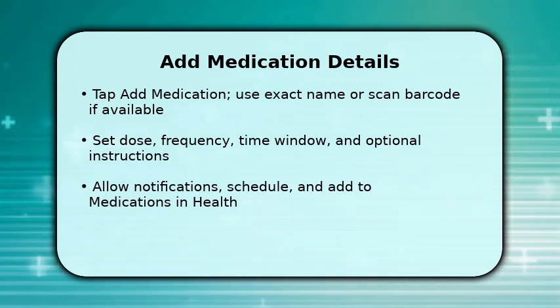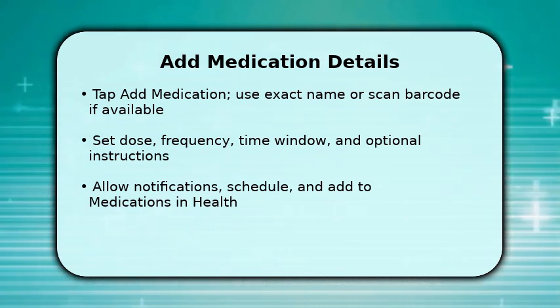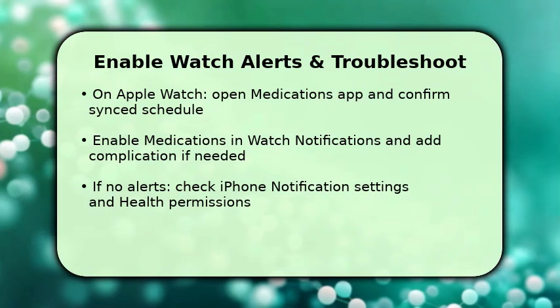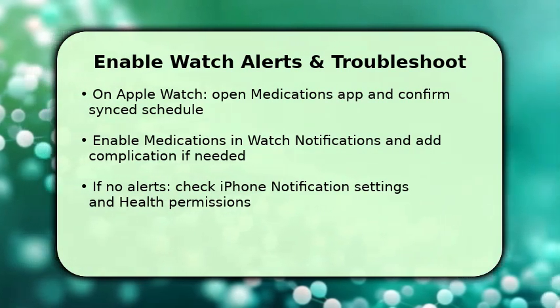Make sure notifications for medications are enabled in health settings so alerts push to your watch. Once you save, the schedule syncs to watchOS and populates the medication's complication if enabled. Open the Medications app on your watch to confirm the schedule synced. If you see entries, you're nearly done.